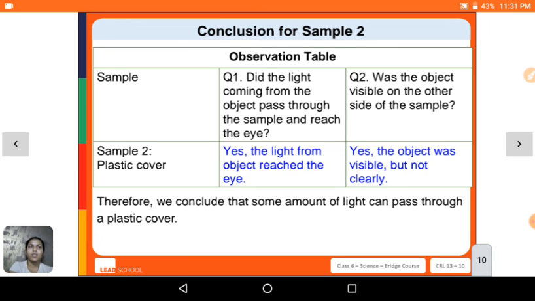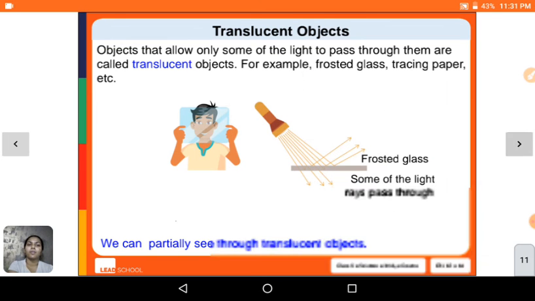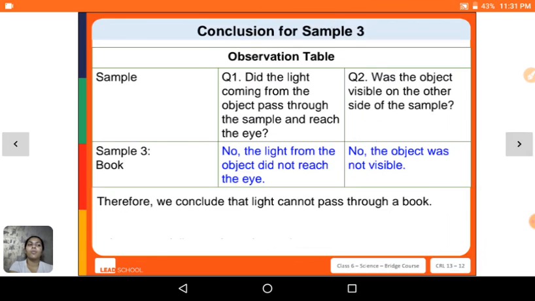We can see each other objects and it is visible but not clearly as we see in the glass. Through any glass, the object will be easily visible, but in a plastic bag there will be some scatter. It will be visible, but it will not be clear. So the third option is any book or any paper. If you take any paper and go in front of the ice and try to look, you will not see anything.